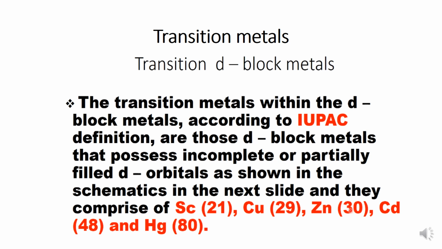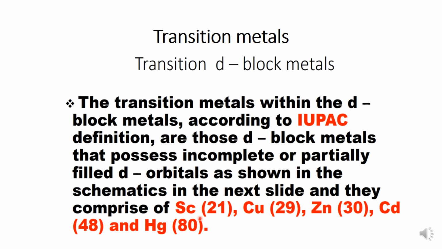Zinc in all forms, as we know, in its ground state of 30, is a non-transition metal, because in its ground state zinc will have a completely filled d orbital. Likewise, in its +2 oxidation state, it shall have lost the 4s electron, therefore still remaining with completely filled d orbital. So for that reason, zinc, copper, scandium are not transition metals. We shall review them later.